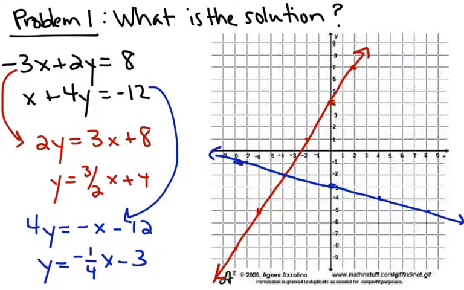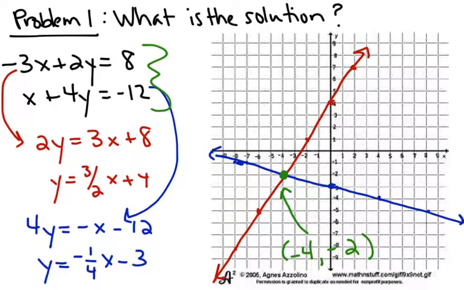I guess that point should be there. The point where the 2 lines intersect happens to be here at negative 4, negative 2. Negative 4, negative 2 is the solution to the system. If you were to plug that ordered pair back into both of the original equations, it would make both of them true. The solution to a system of equations is the ordered pair that makes all the equations true.